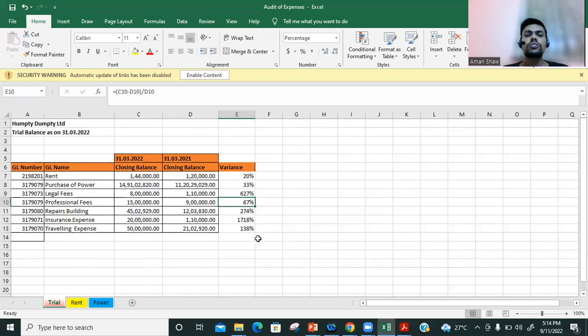Moving on, in professional fees also, similarly check from whom they are taking professional fees, what the nature is, and whether they are deducting TDS or not. Check the invoices in most of the cases.